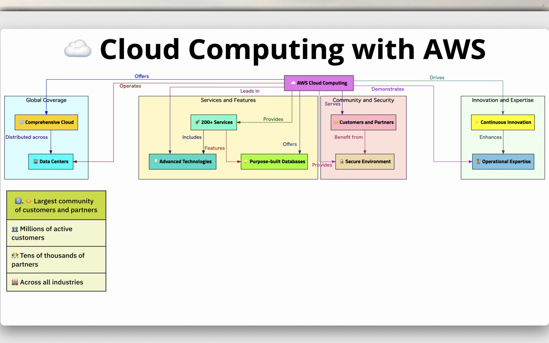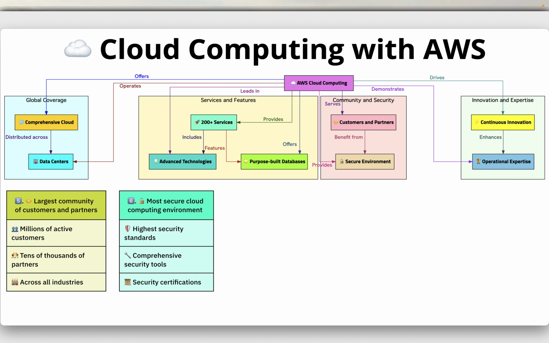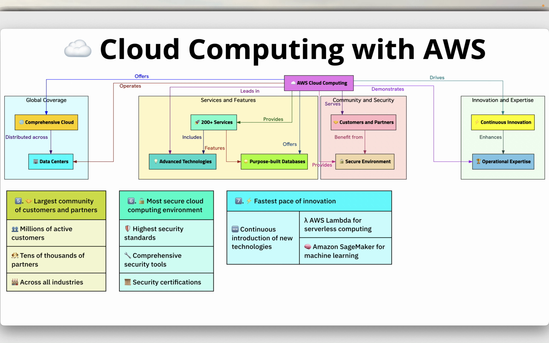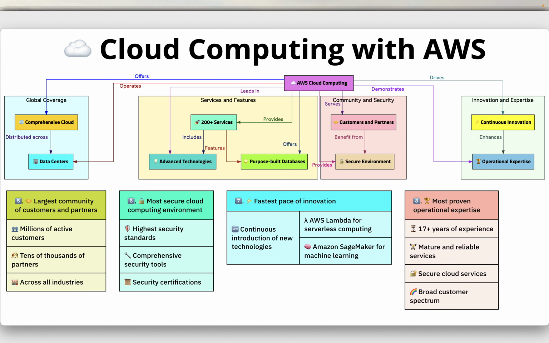Largest community of customers and partners. Millions of active customers and tens of thousands of partners across all industries. Most secure cloud computing environment, designed to meet the highest security standards, supported by comprehensive security tools and certifications. Fastest pace of innovation. AWS continuously introduces new technologies such as AWS Lambda for serverless computing and Amazon SageMaker for machine learning. Most proven operational expertise. Over 17 years of operational experience, providing mature, reliable, and secure cloud services to a broad spectrum of customers.